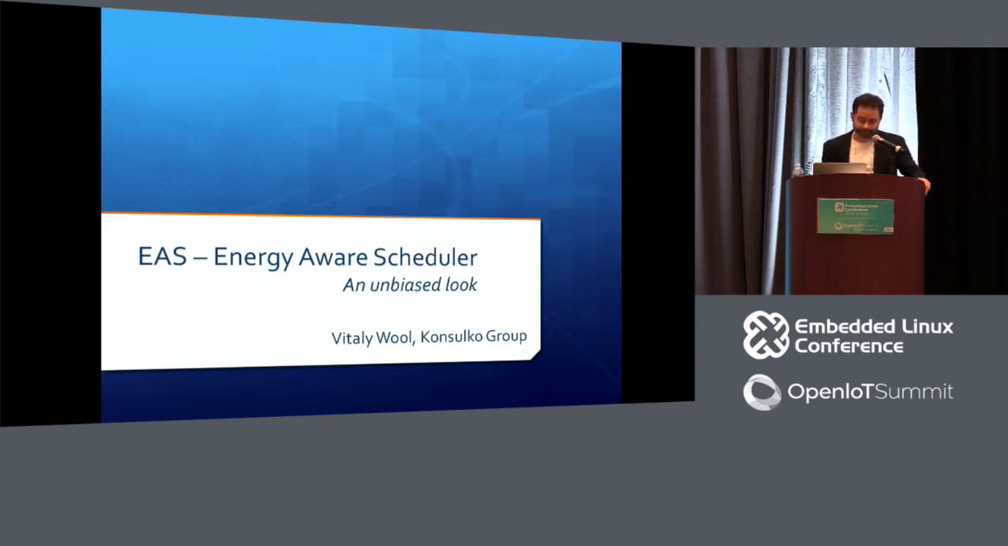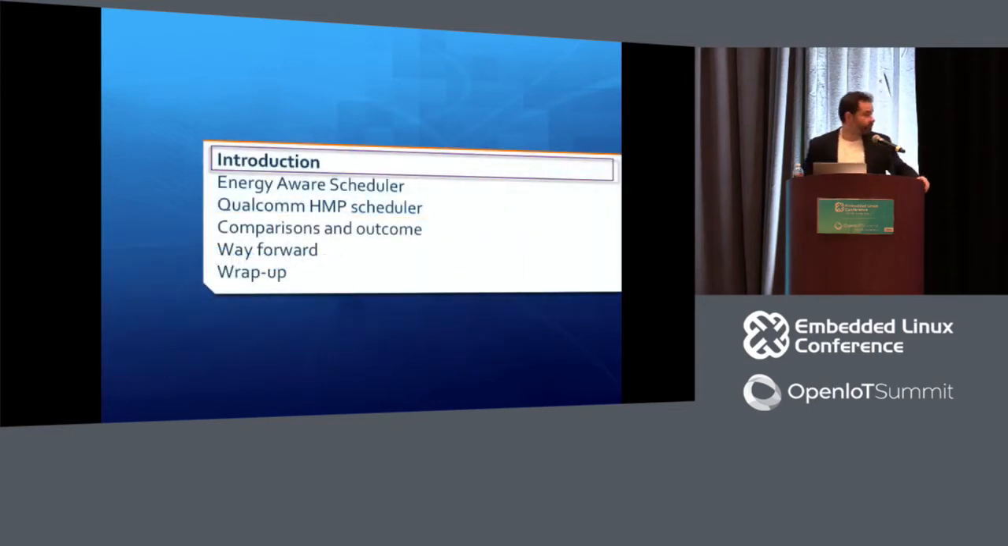We'll start with the introduction. Then we'll pass over to the EAS as such, as it began. Then we'll talk about the main rival of EAS, called the Qualcomm HMP scheduler. Then we'll do some comparisons, figure out the way forward, and wrap up. So nothing out of the ordinary, but still, I thought it would be nice to have a summary slide in the beginning.